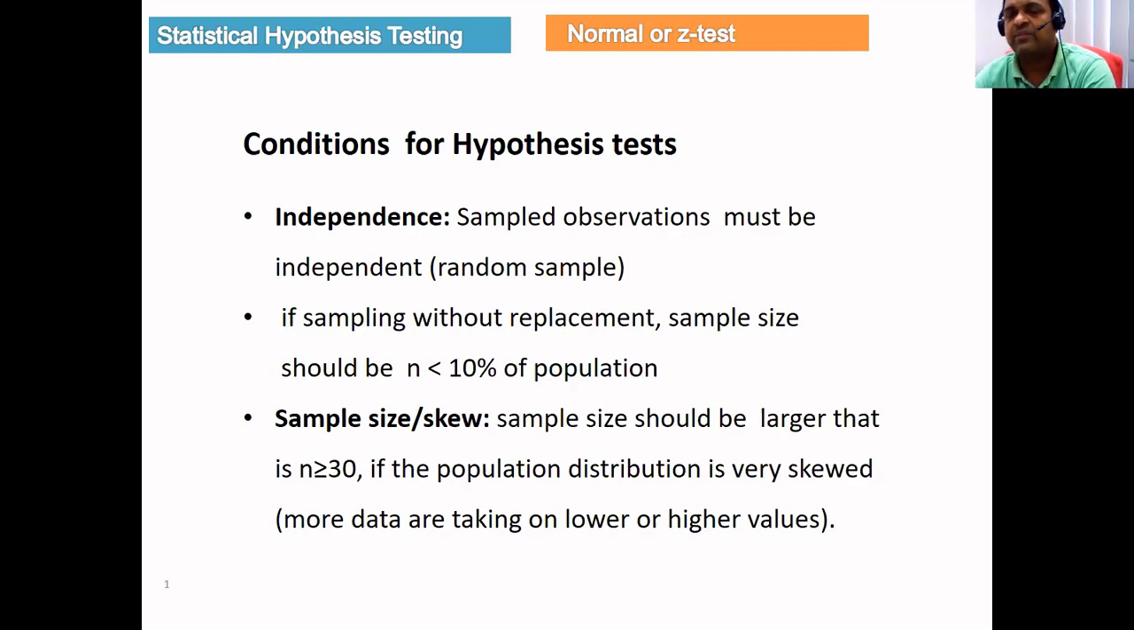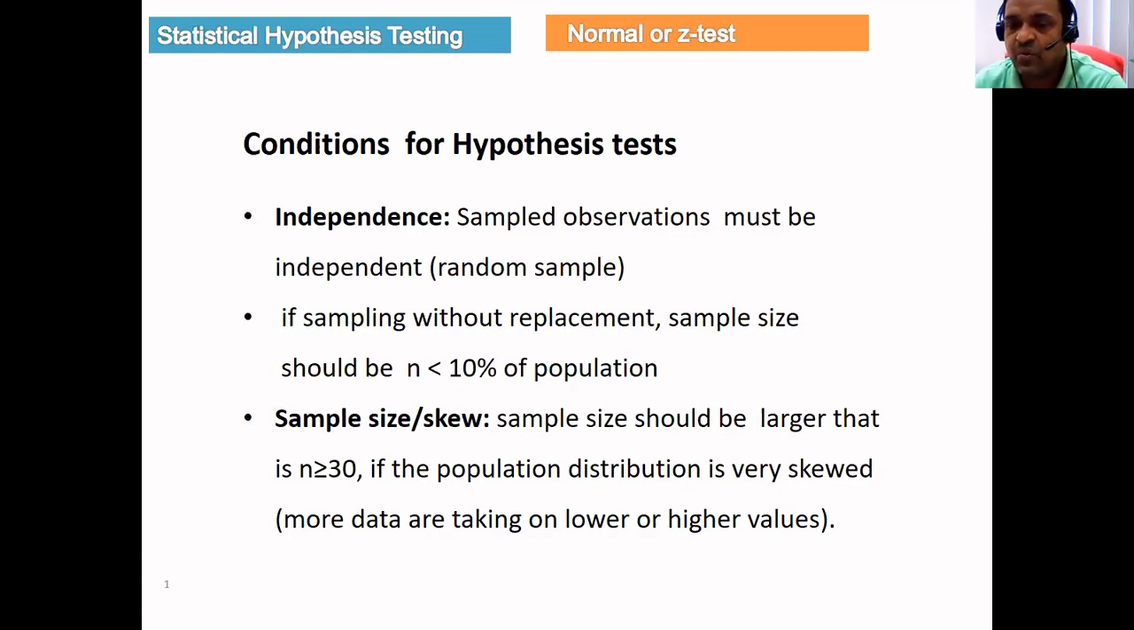So these are the very important conditions for a hypothesis test. One is independence, that is, data should be independent. Second, if you take the sample without replacement, we have to take not more than 10% of the population. And third, for skewed data, that is right tail or left tail, we have to take a sample size of more than 30. These are the very important assumptions before going to a hypothesis test.